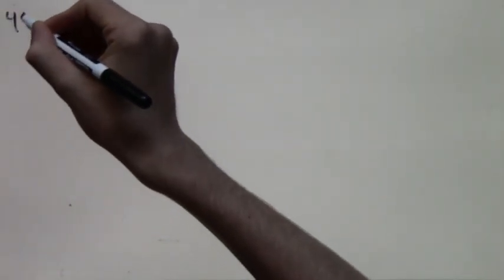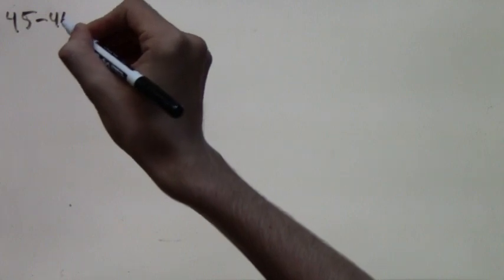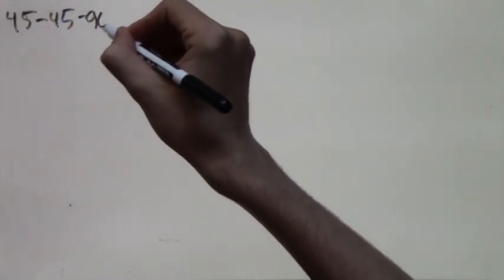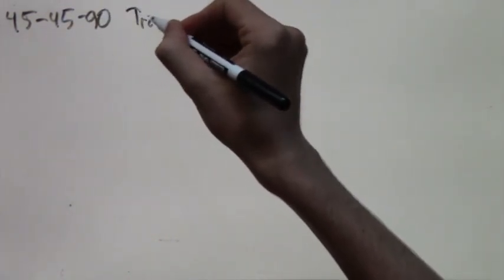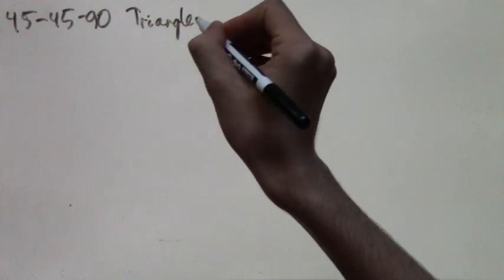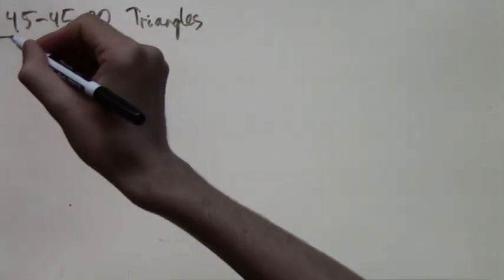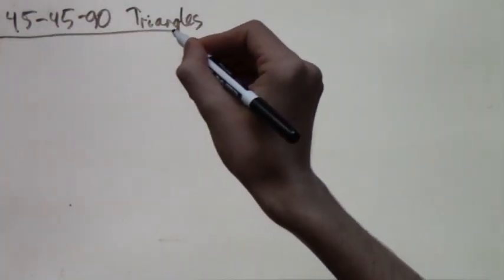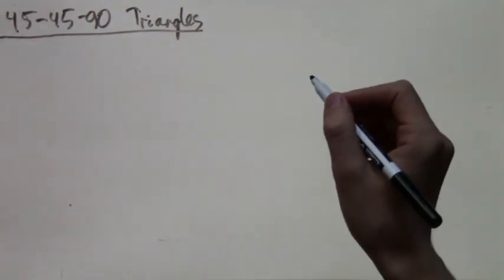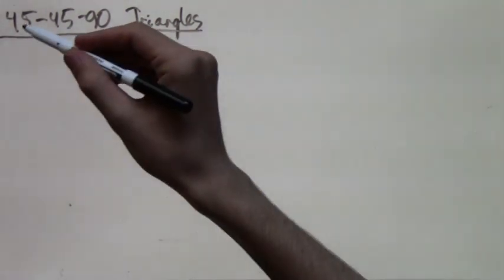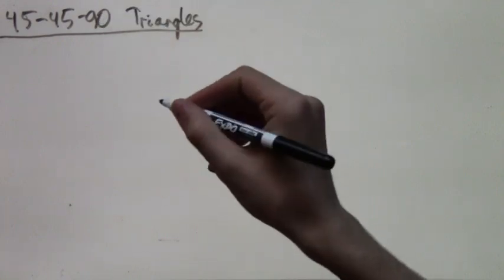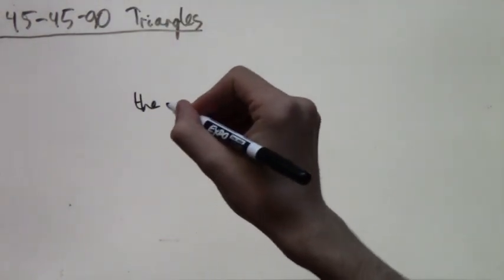In this video lesson, we will learn about 45, 45, 90 triangles. This is a similar video to the one about 30, 60, 90 triangles. First, the question of what do we mean by a 45, 45, 90 triangle? Well, these are actually the angles of a triangle.